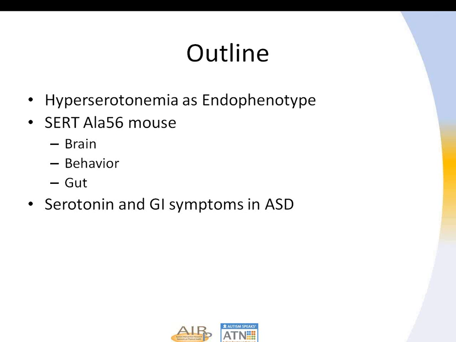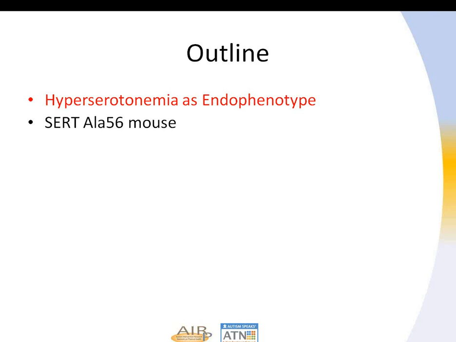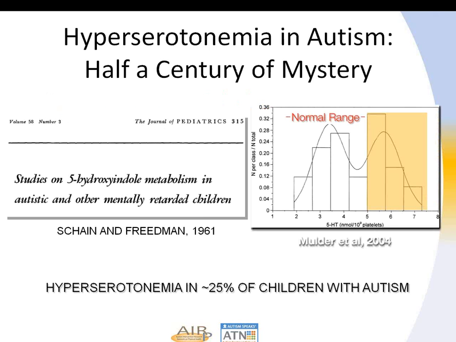So I'm going to talk about this potential biomarker, elevated blood serotonin levels. I'm going to talk about some work in the rodent that led us towards some of these hypotheses, and then talk about specific outcomes of this study. So when we think about this endophenotype, this is something that's actually been around for a long, long time.